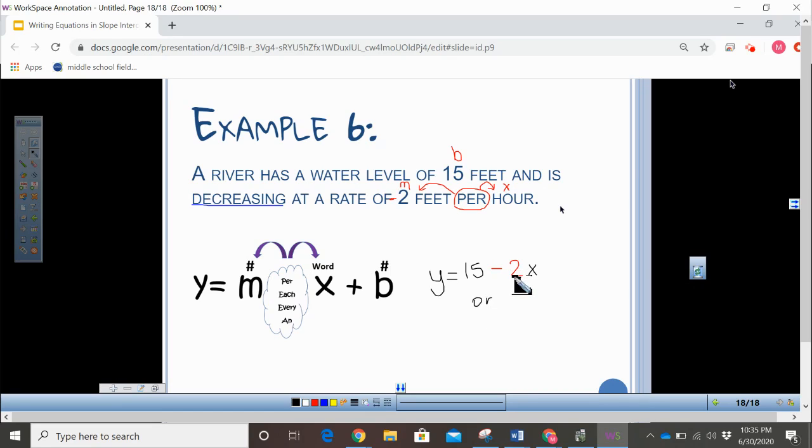Another way that this can be written is if I move it back to be in the form of y equals mx plus b. So writing it with my slope coming first. Now, if I write it with my slope coming first, remember that that negative is on my slope. So this would be negative 2x, and because I started with 15, the 15 is going to be positive.